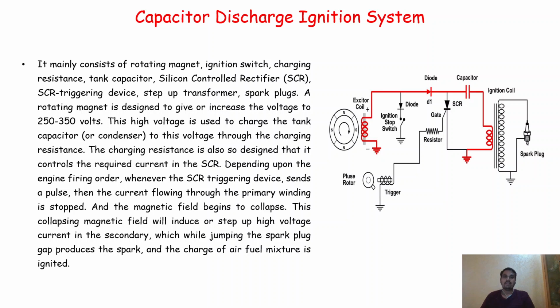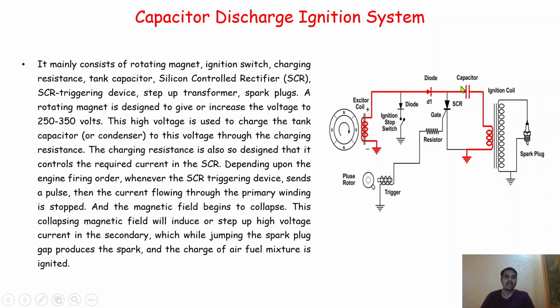So dear friends, in the last video we already discussed the electronic ignition system. The capacitor discharge ignition system is one of the basic types of electronic ignition system. The name indicates itself the capacitor. We know the capacitor is also called a condenser, which is generally used to boost the voltage. Such a capacitor is used in the setup of the capacitor discharge ignition system.